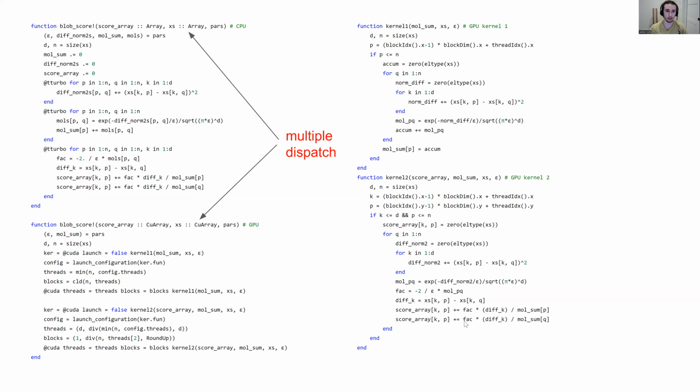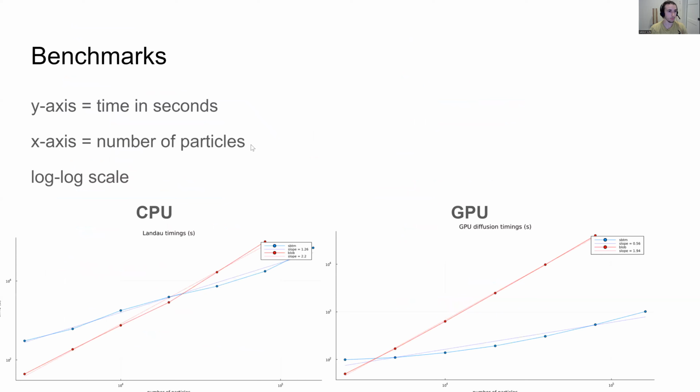And a similar story here. The syntax looks very similar to Numba. And notice that multiple dispatch makes the syntax very nice. So we can call the same function, blob_score, and just give it different types, Array or CuArray, and it just works. Let's see some benchmarks here.